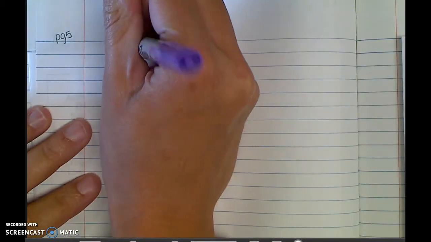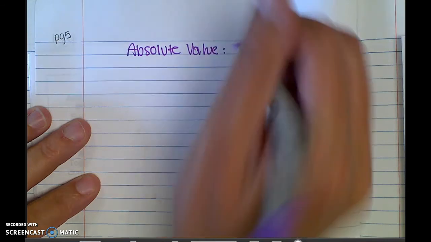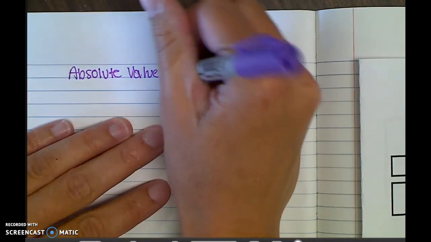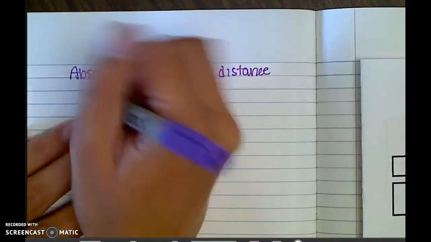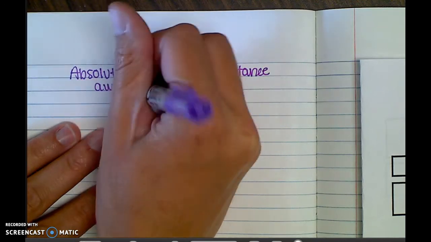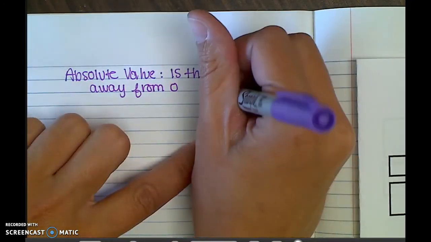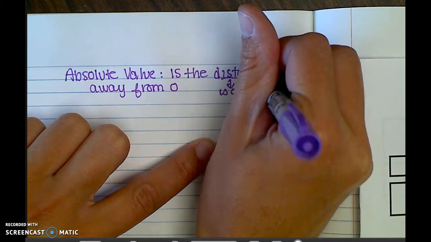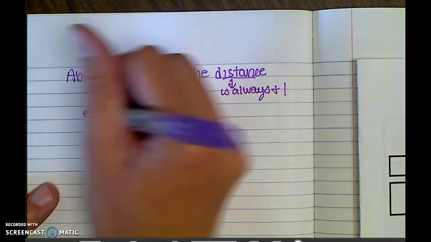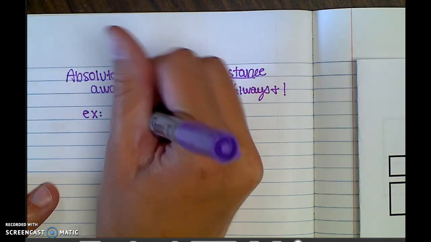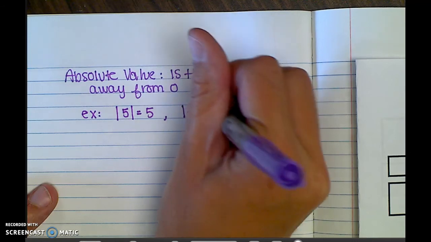So, truly the definition of absolute value is the distance away from 0. And distance is always positive. So, for example, the absolute value of 5 is 5. Another example is the absolute value of negative 10 is 10.